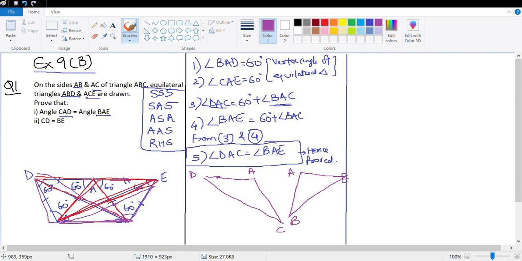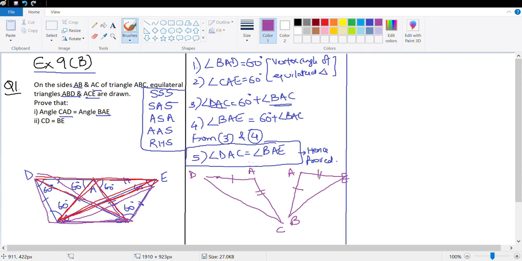Let's see what all we know. I know that AD is equal to AB. Why are they equal? AD and AB are equal because they are a part of the same equilateral triangle. What else? I think AC is also equal to AE. Why is AC equal to AE? Because they also are a part of this equilateral triangle. AC and AE are equal.